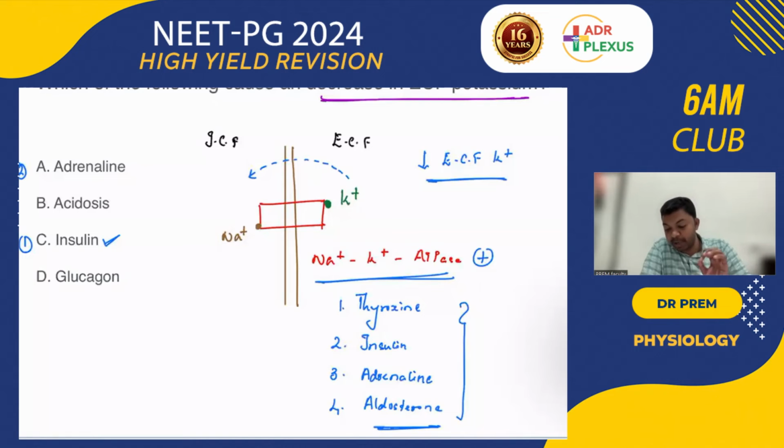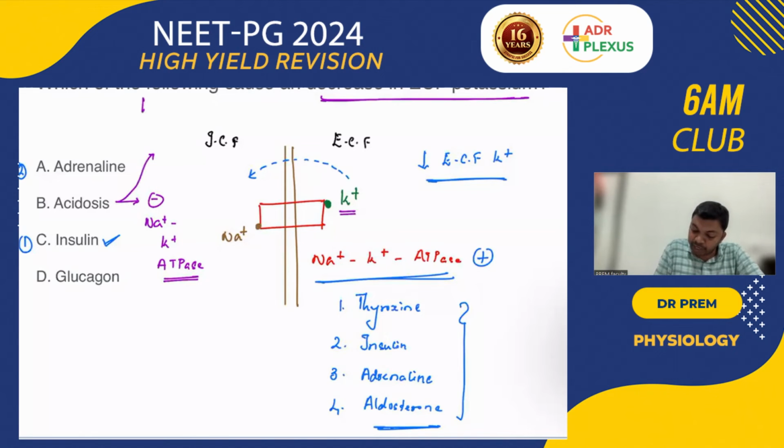Number one, insulin. And number two, acidosis. Every time there is acidosis, please remember acidosis inhibits sodium potassium ATPase. As a consequence, because of inhibition of sodium potassium ATPase, potassium will remain within the extracellular fluid itself. And please remember, acidosis will lead to hyperkalemia, guys. So that is how insulin is the right answer for this question.